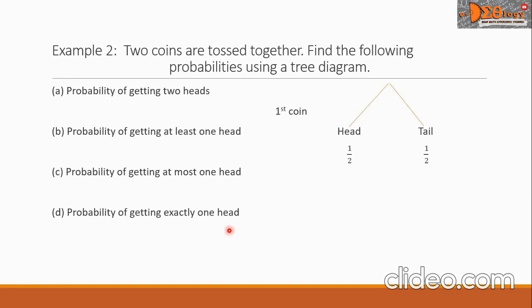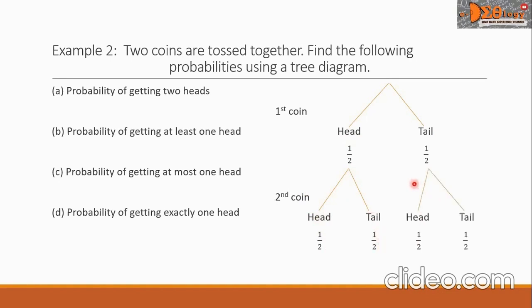Let us write our tree diagram. Let's begin with the first coin. In the first coin, there are two sample spaces, and these are head and tail. The probability of getting a head is 1/2. The probability of getting a tail is also 1/2. Now, in the second coin, there are two possibilities also. The first possibility, when the second coin turns head, and that probability is 1/2. The second coin may be tail also, with a probability of 1/2.